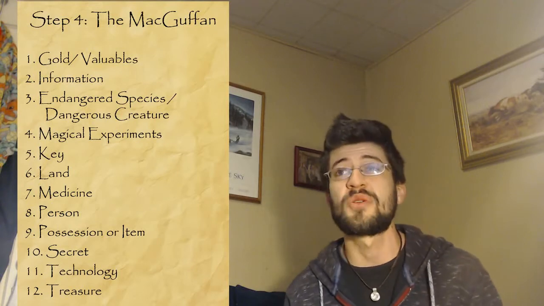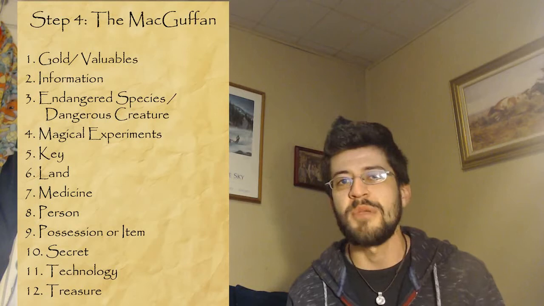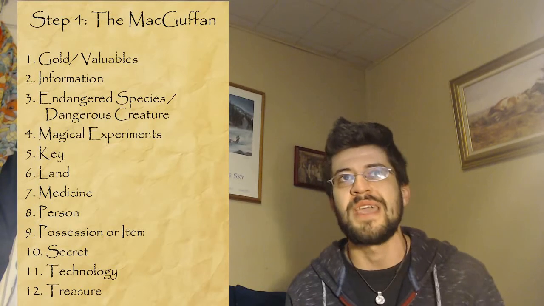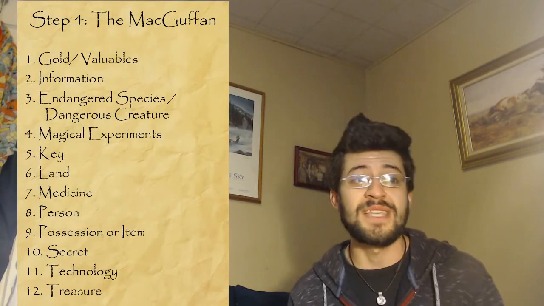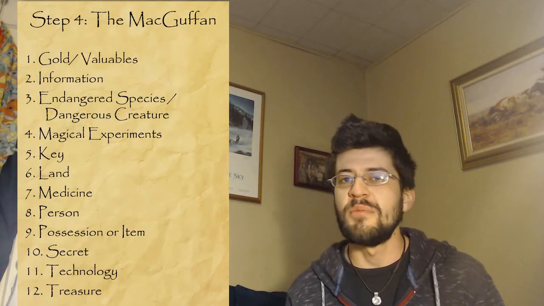Number 4, a magical experiment of some kind, Philosopher's Stone or something like that. It can be pretty powerful stuff if it falls into the wrong hands. Number 5, simply it's a key. It's just a key to unlock a lock of some kind. You can be very discreet.